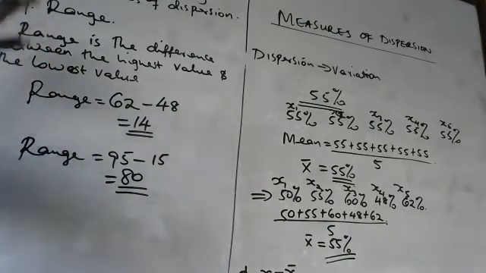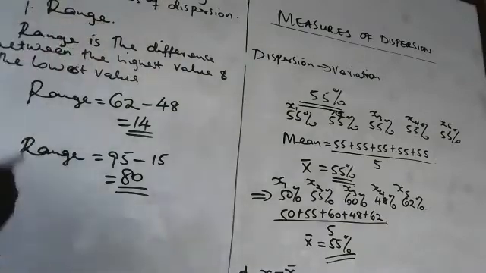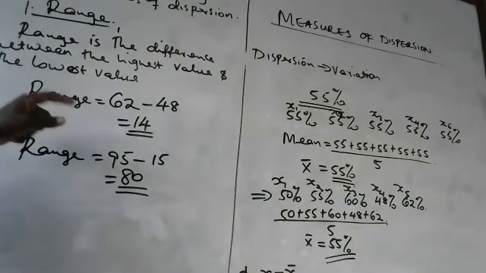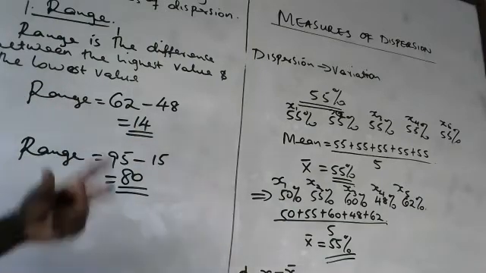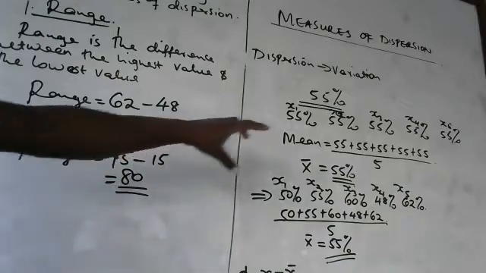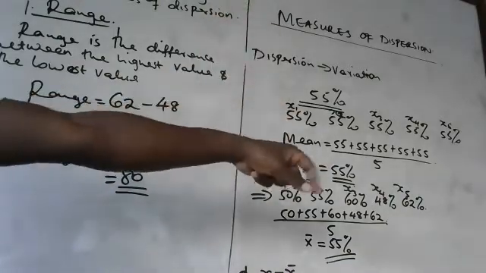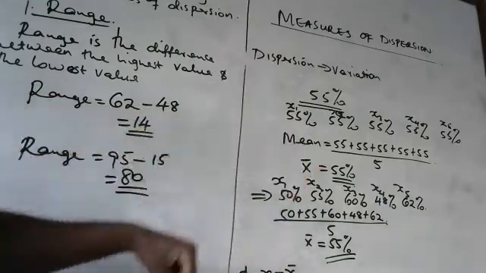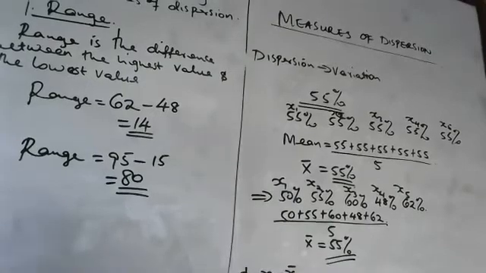So the first and the simplest method of calculating the measure of dispersion is the range. As I'm saying, the range is calculated as the difference between the highest value and the lowest value. For ungrouped data, this is how you do it. Just pick the highest value, minus the lowest value that you pick, and the answer is the range.